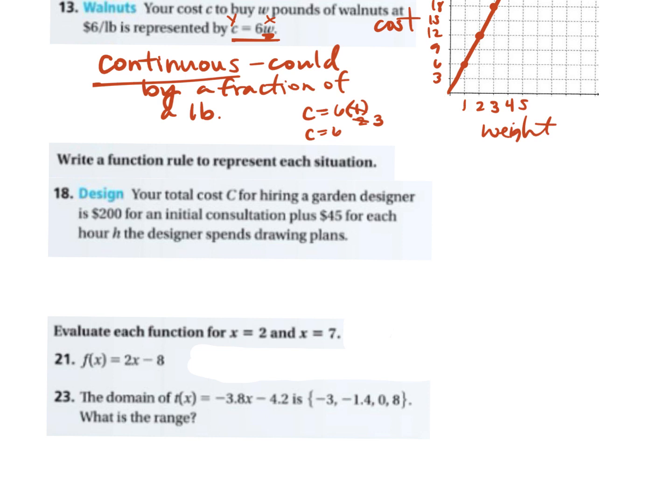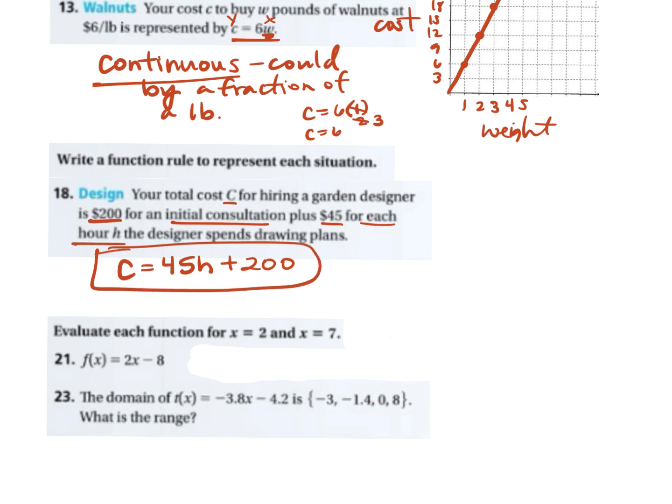All right, next one here is number 18, and this one says, write a function rule to represent each situation. So your total cost C for hiring a gardener is $200 for an initial consultation plus $45 for each hour that he spends drawing plans. So your cost is a flat $200 and then $45 per hour beyond that. So I did $45 times the number of hours plus that $200 initial fee. If you rearrange that, if you put the 200 first, that would be okay also. So you could do 200 plus 45H. That would be okay.